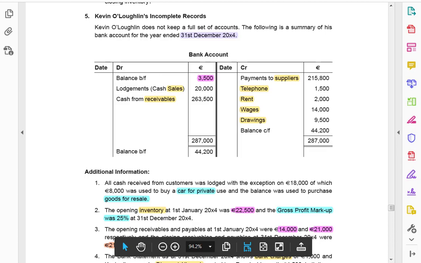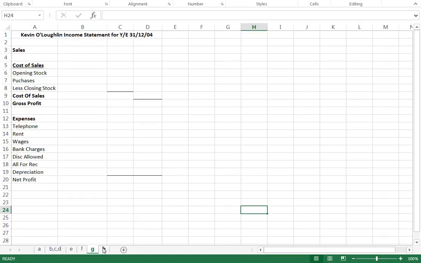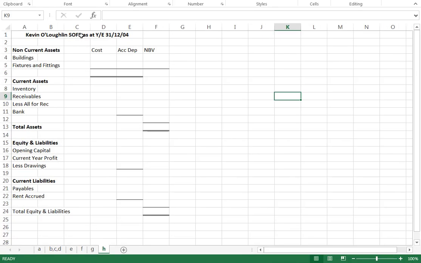Going back, I had also written up my statement of financial position template. So I know it's non-current assets, current assets gives me total assets, equity and liabilities, plus current liabilities gives me total equity and liabilities. I'm listing that. I know I have buildings and fixtures and fittings. I know I have inventory, I have receivables, I have an allowance for receivables that I'm going to take off those receivables, and I have a bank figure.